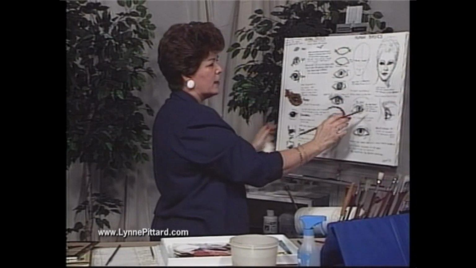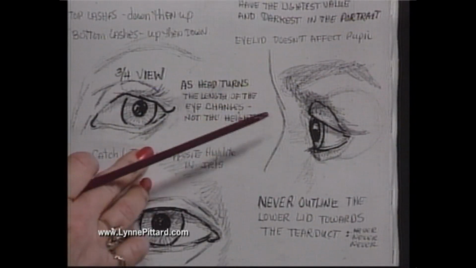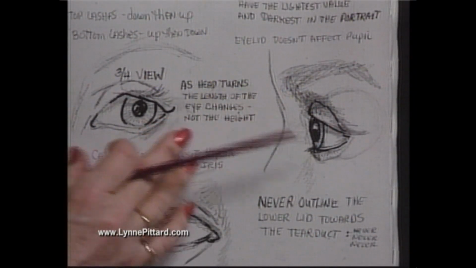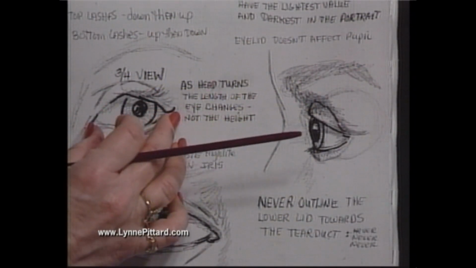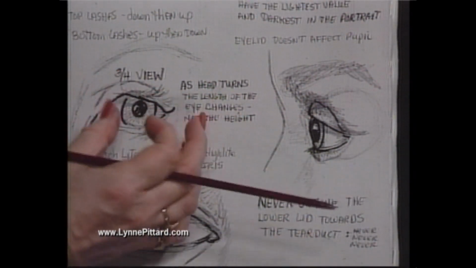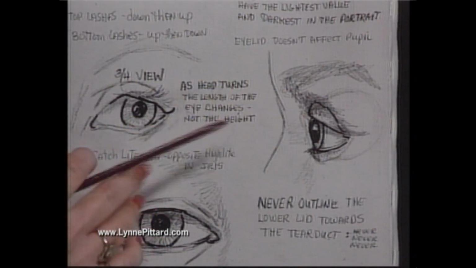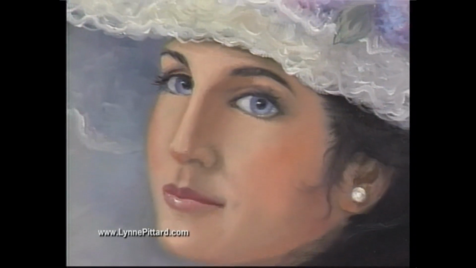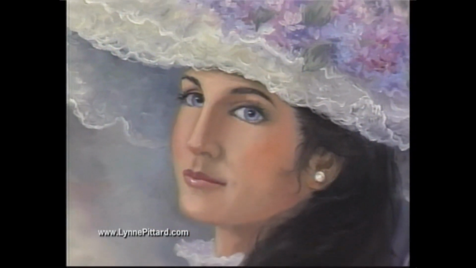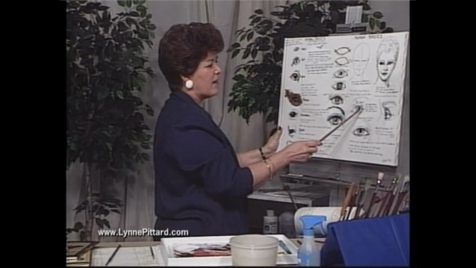So we want to go on down and look at how an eye would be at a 3/4 view. When the eye turns, the length of the eye changes, not the height. So if you start turning the head, you're going to find that you will lose the distance in the length, but not in the height. And I have a reference picture of a young lady who is looking back over her shoulder, and you can see how her eyes look foreshortened in length, but the height of it is the same. And of course, the coloring can be very different depending on the individual coloring. She has lovely violet eyes.